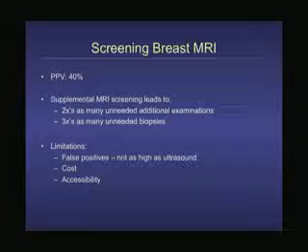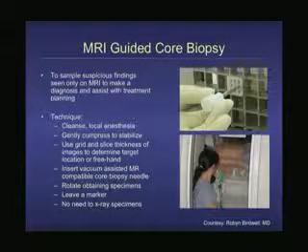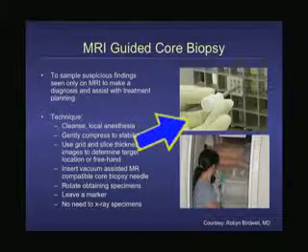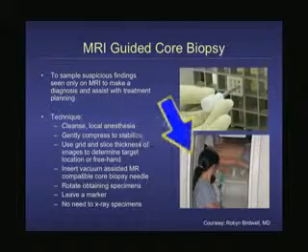Limitations: there's a lot of false positives, not as high as ultrasound. It costs a lot, and it's not accessible to all women. We can do biopsies with MRI. Sometimes we use a grid to localize where it is, or we can do freehand.